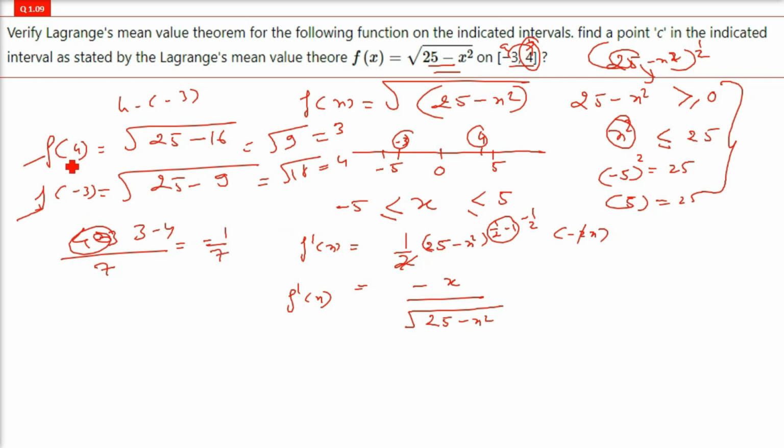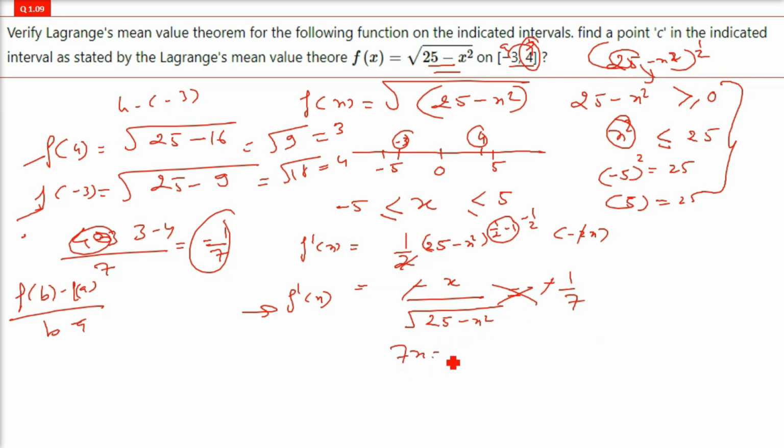And when you do it, you will find that this f(b) minus f(a) by b minus a has to be equated to f dash x. So negative 1 by 7 has to be equated with negative x by under root 25 minus x square. Negative you can cancel. You can multiply: 7x equals under root 25 minus x square. Then you have to take the square. So 49x square equals 25 minus x square. Now take it here, so x square goes here. It will be 50x square equals 25. x square will be equal to 25 by 50. x will be equal to plus minus half.